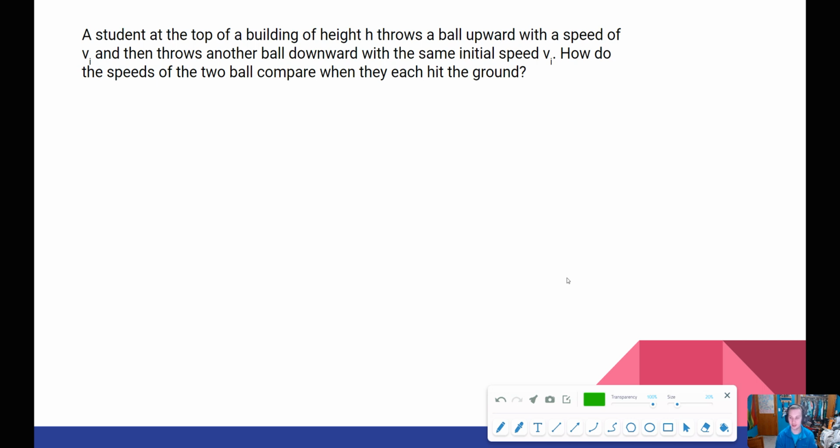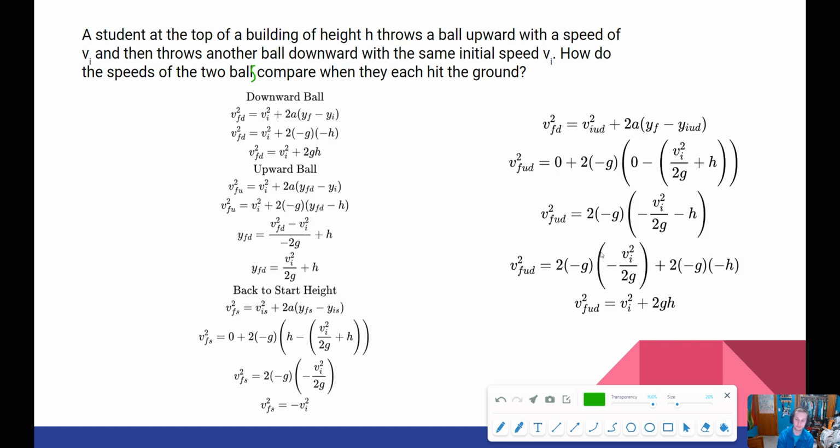So the next problem. A student at the top of a building of height h throws a ball upward with a speed of vi, and then throws another ball downward with the same initial speed vi. How do the speeds of the two balls compare when they each hit the ground? So it looks like I made a little bit of a typo there. That should be balls. So if you want to try this for yourself, go right ahead. Otherwise, if you want to enjoy the show, I'll keep on going.